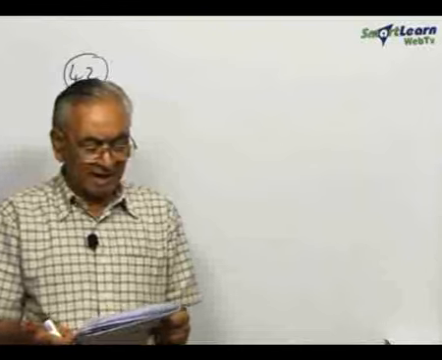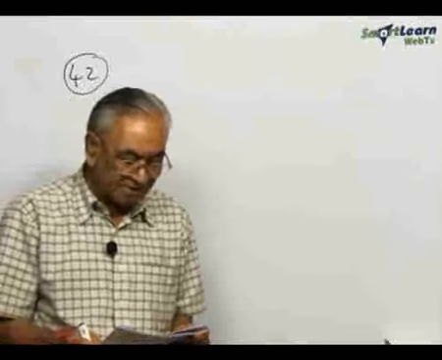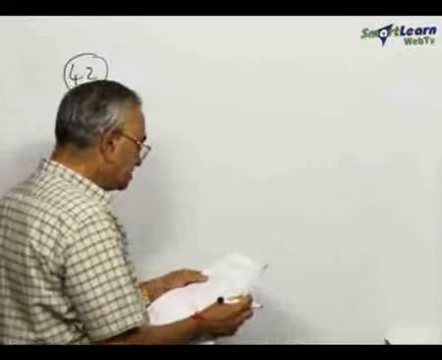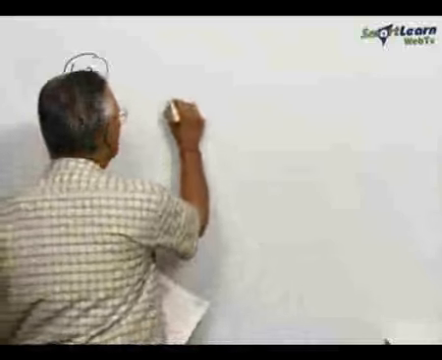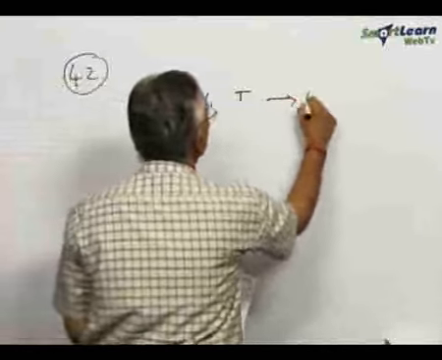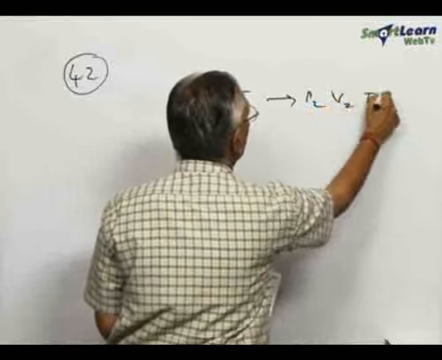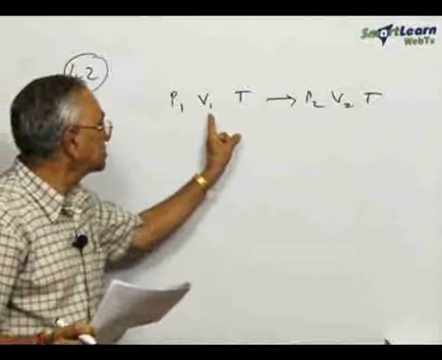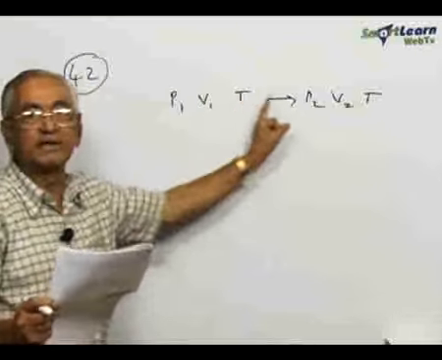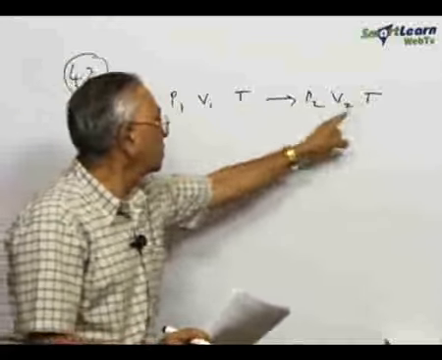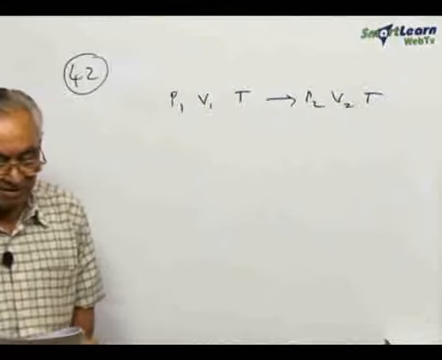An ideal gas undergoes a single stage expansion against a constant opposing pressure P2, from P1, V1 and T, the temperature constant, to P2, V2 and T. This is actually the condition. It undergoes expansion, that is, the volume increases, V2 is higher than V1. Therefore, the gas expands from P1, V1 to P2, V2, the temperature remaining constant.